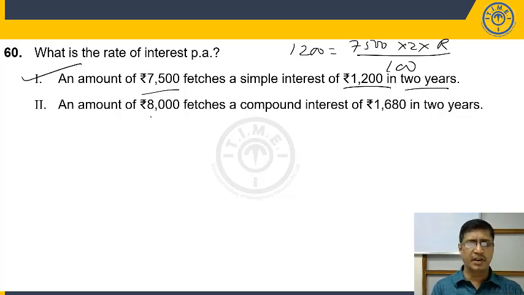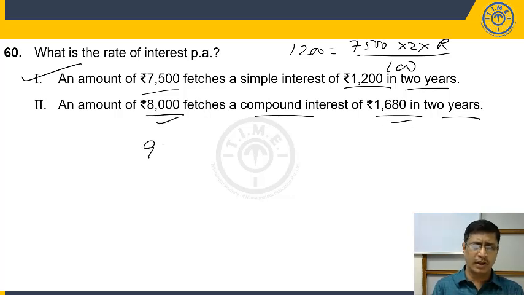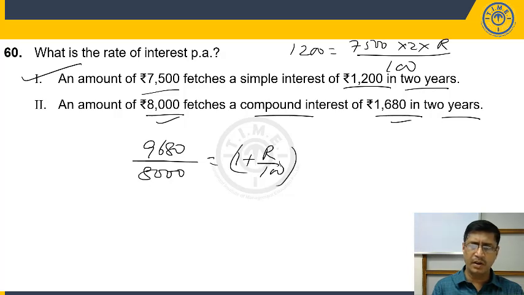What about the second statement? 8,000 fetches a compound interest of 1680 in 2 years. Compound interest is mentioned, so 8,000 plus 1680. So what is the value? 9680, that is the amount value, and the principal is 8,000. The amount equals the principal times 1 plus r by 100, whole power the number of years. Solving this, you will get the r value.